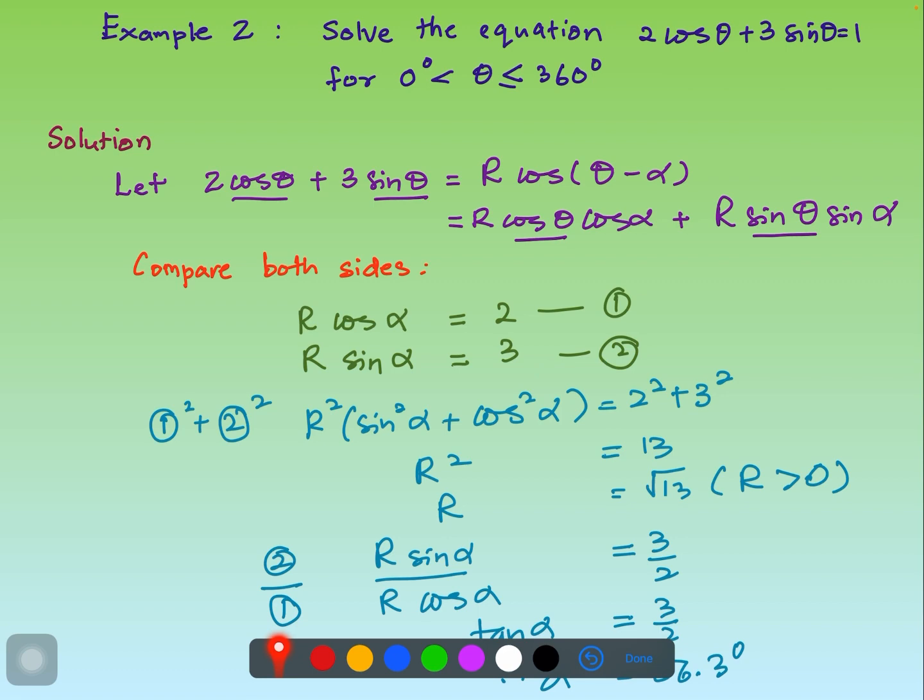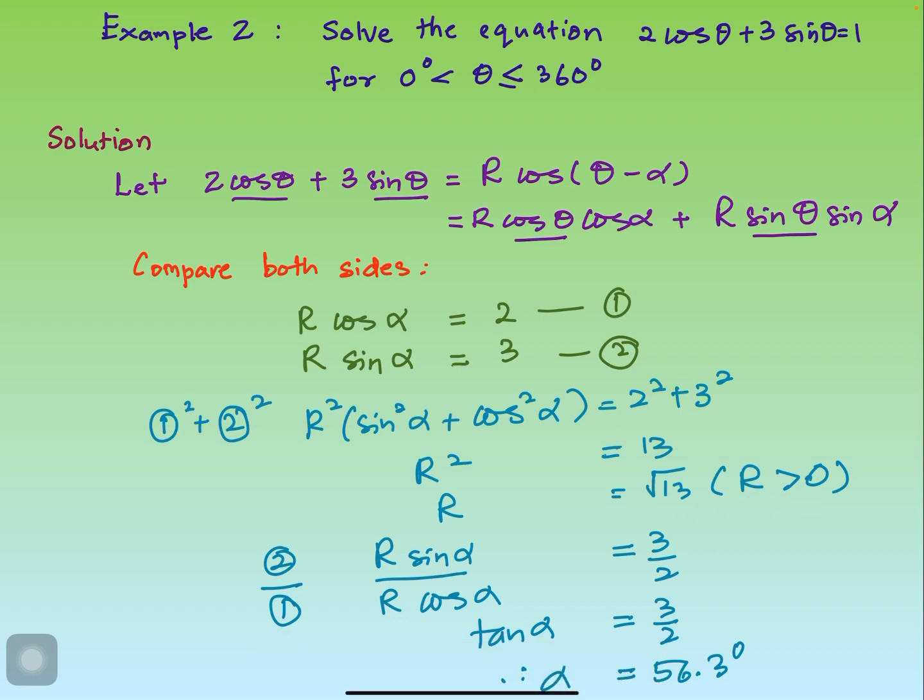Then we square equation number 1 plus equation number 2. So we have r square times sin square alpha plus cos square alpha equals 2 square plus 3 square. Since sin square alpha plus cos square alpha is 1, the value here is 1. So therefore r square equals 13, and r is root 13, and r is positive.